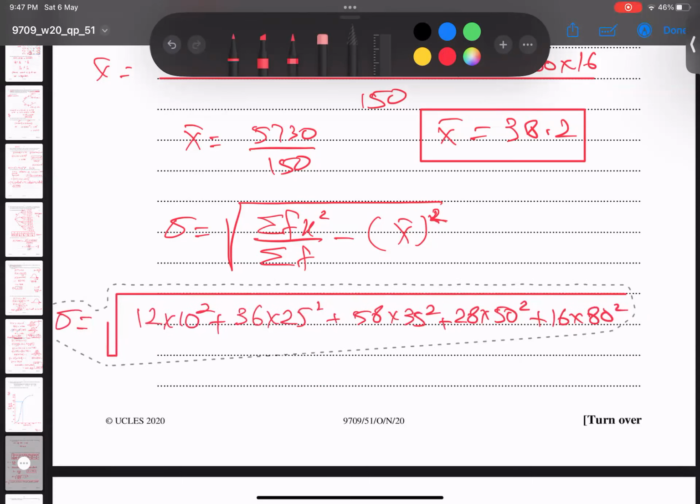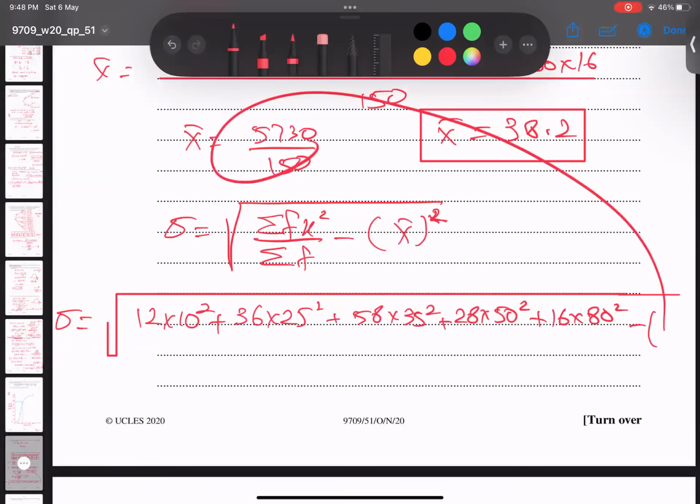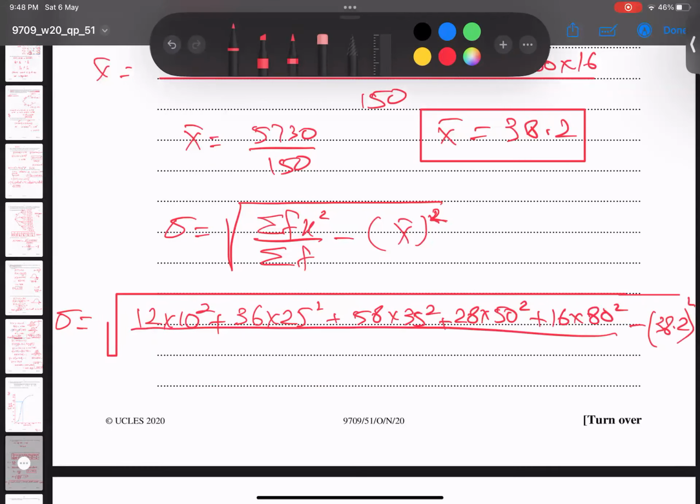drag it back. And you know what to do, students? Afterwards, minus mean. Mean is what, students, here? 38.2 whole square. And divide this value by 150. I hope you got the point. And now I'm going to type in the calculator.